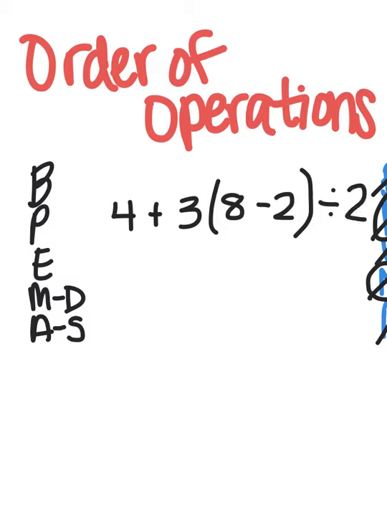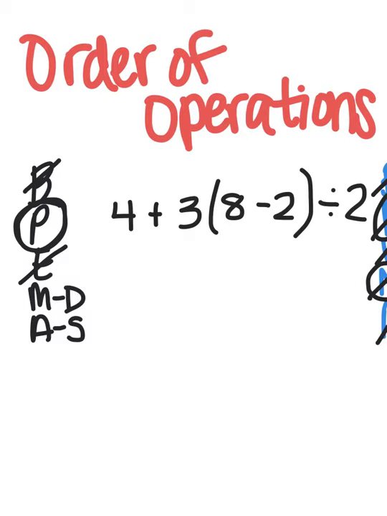Okay, so this looks a little different. We're going to start the same way. We're going to go through our steps and cross out what we do not have. I do not have brackets. I do not have exponents. I do have parentheses, so I'm going to start there, circle it. I don't see multiplication. I have division, addition, subtraction, but there is multiplication here.